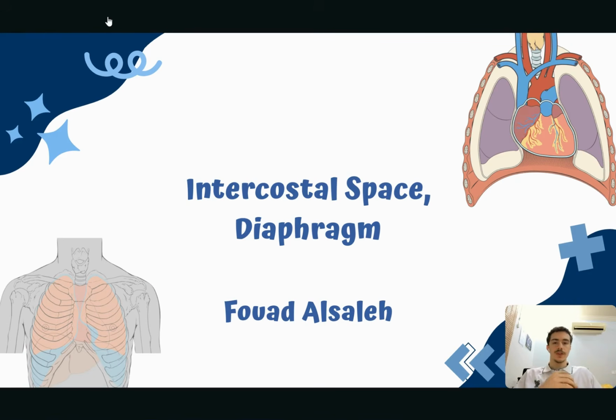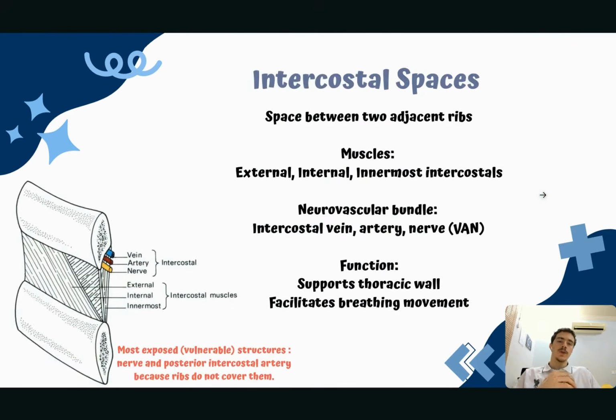Today, inshallah, we're going to talk about the intercostal space and diaphragm. First of all, we're going to talk about the intercostal space, which is the space between two adjacent ribs. We know that we have a rib cage and there are ribs. So between the first and the second rib, there is a space between them. This space we call the intercostal space.